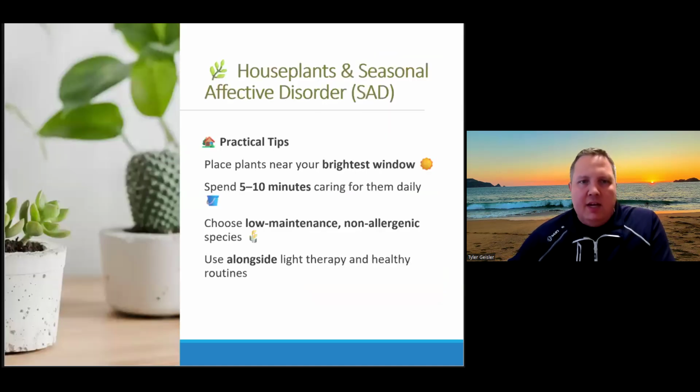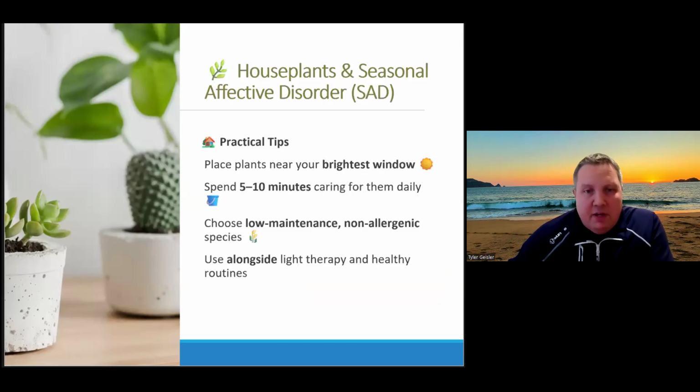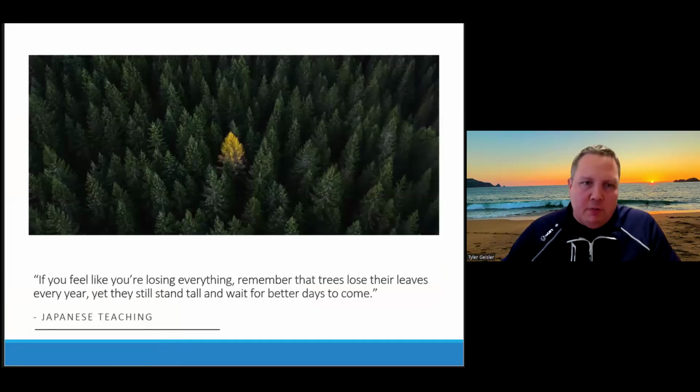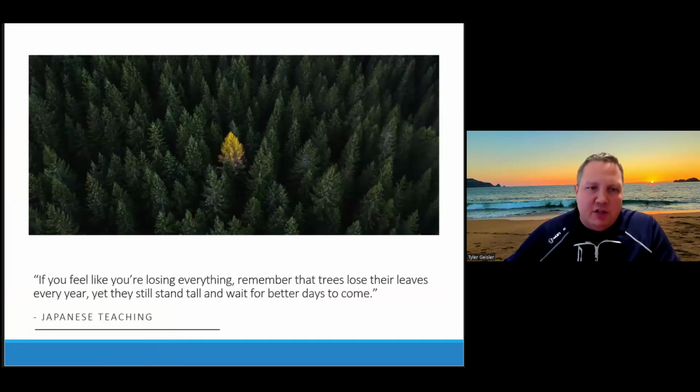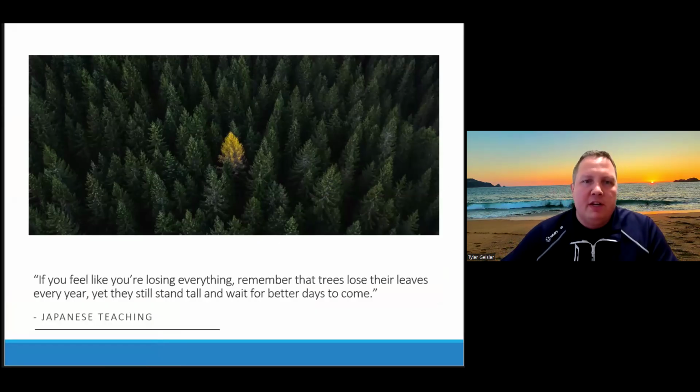Furthermore, with house plants, place plants near your brightest window. Spend 5-10 minutes caring for them daily, right? Choose low maintenance, non-allergenic species. Use alongside light therapy and healthy routines throughout your day. There's a really good Japanese teaching as well that I learned when I was in Japan doing forest nature therapy. This is something that they often share: if you feel like you're losing everything, remember that trees lose their leaves every year, yet they still stand tall and wait for better days to come, right?